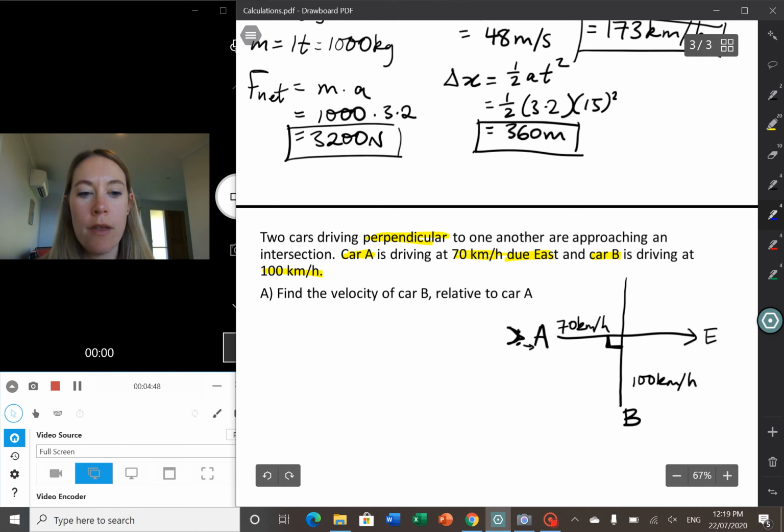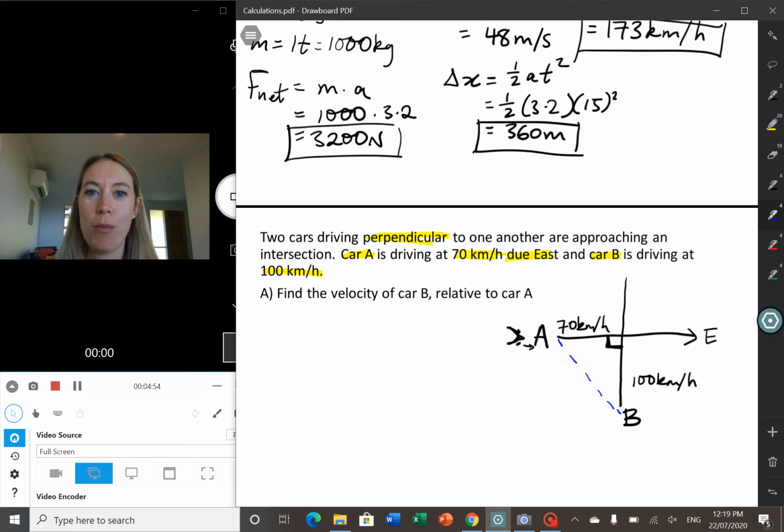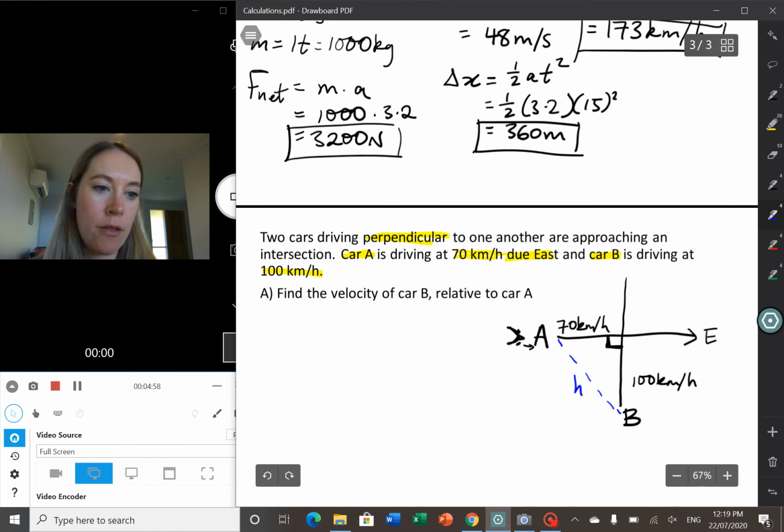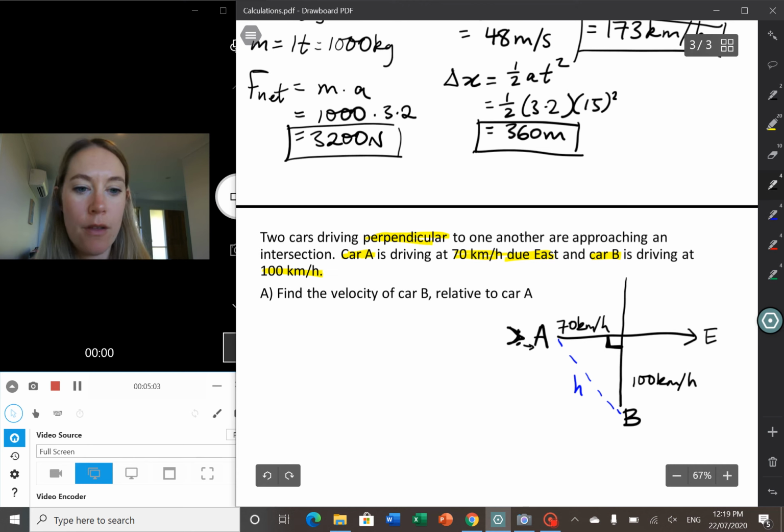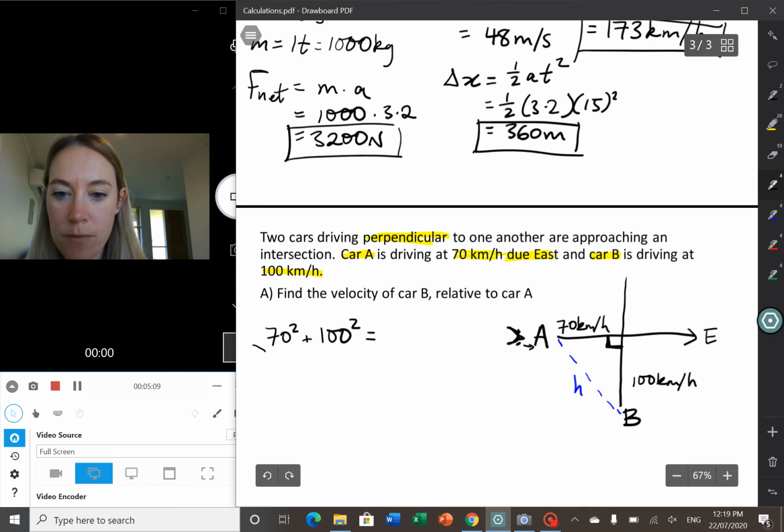So really, we just have a right triangle problem again. So we want to find the length of the hypotenuse to determine the magnitude of the velocity. So that's using Pythagoras' theorem. And that's going to be 122 kilometers per hour.